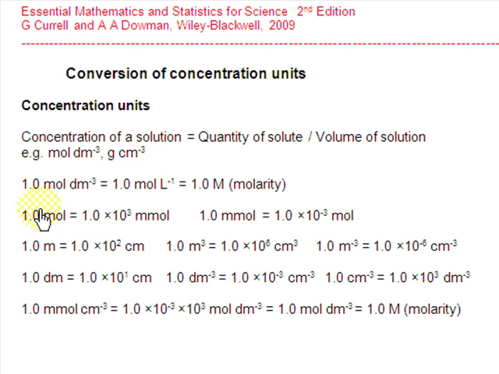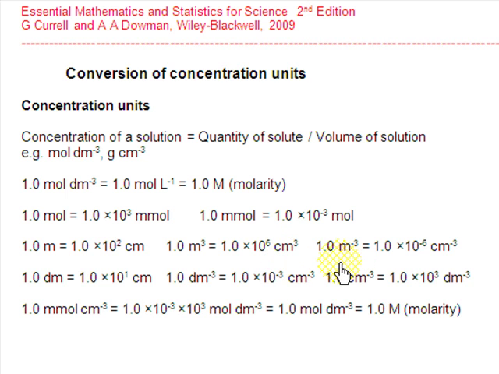Important equivalent units are that 1 mole per decimeter cubed is the same as 1 mole per litre, which is equal to unit molarity. Also, 1 mole is 1,000, or 1 times 10 to the 3 millimole, so that 1 millimole is 10 to the -3 moles. In terms of volume, 1 metre is equal to 100, or 10 to the 2 centimetres, so that 1 metre cubed is 10 to the 2 to the power of 3, which is 10 to the 6 centimetres cubed.